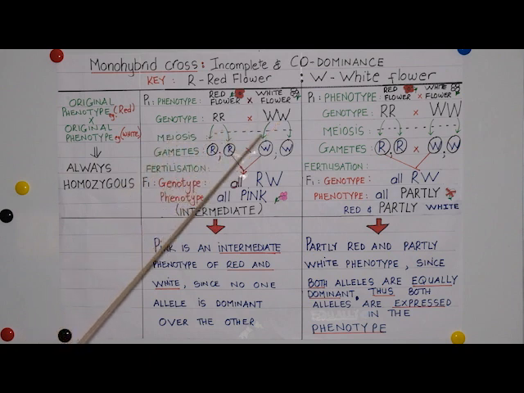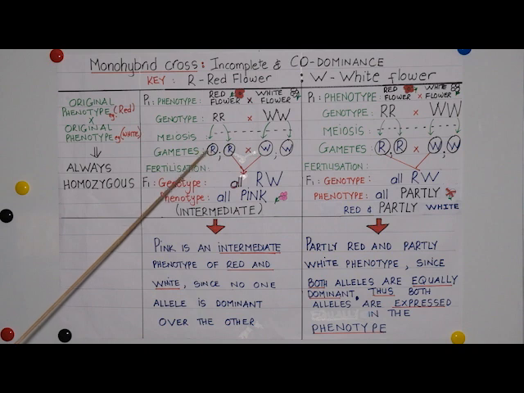And then meiosis, broken line, gametes. This allele goes into that gamete and this allele goes into that gamete for this parent, and the gametes are separated with the cross, and for this parent the same, this allele goes into that gamete and this allele goes into that gamete. Since the gametes for flower color are identical for each parent, these two gametes for this parent are identical and these two gametes for this parent are identical, then we can use a simple line diagram to show fertilization.